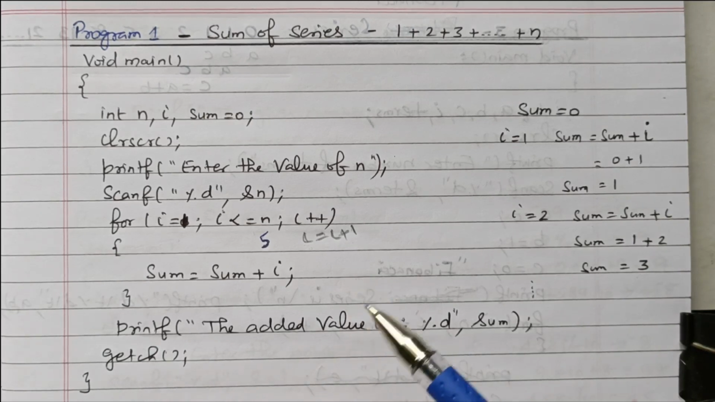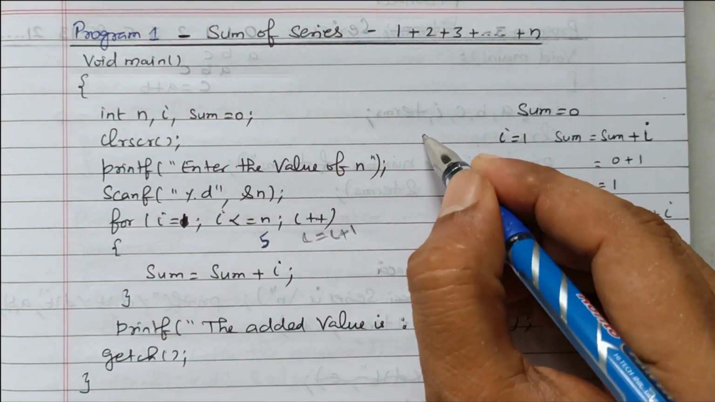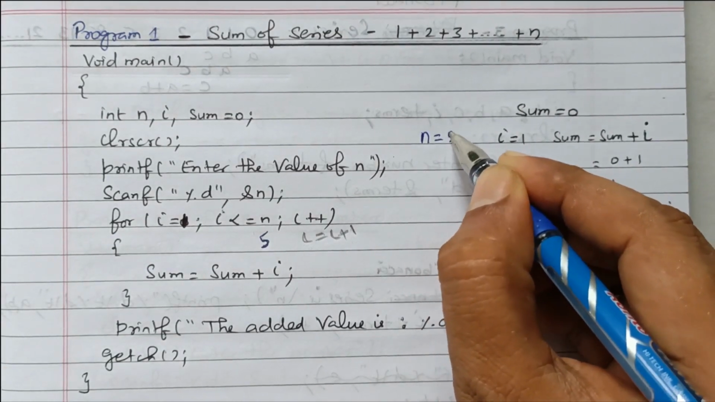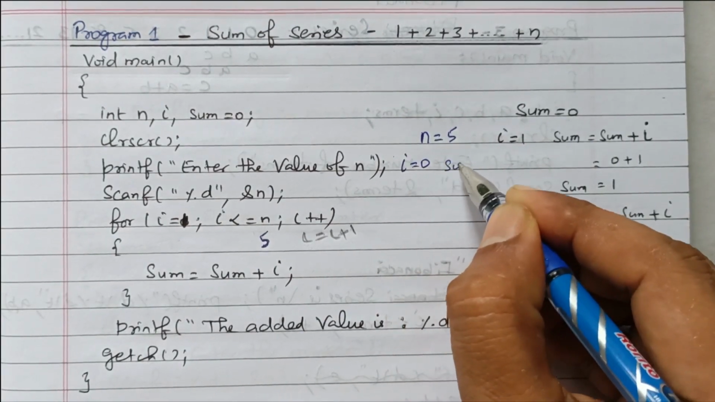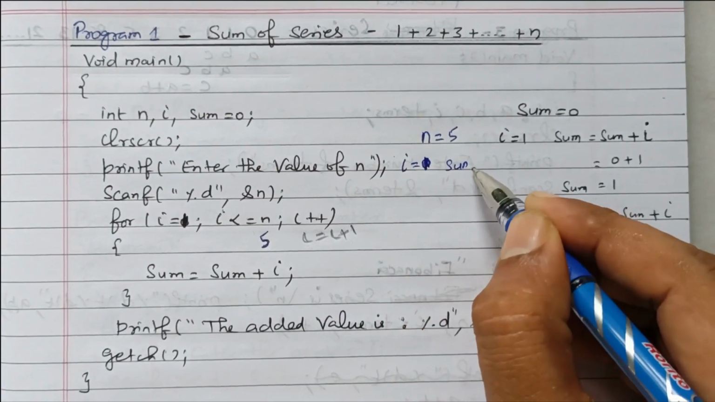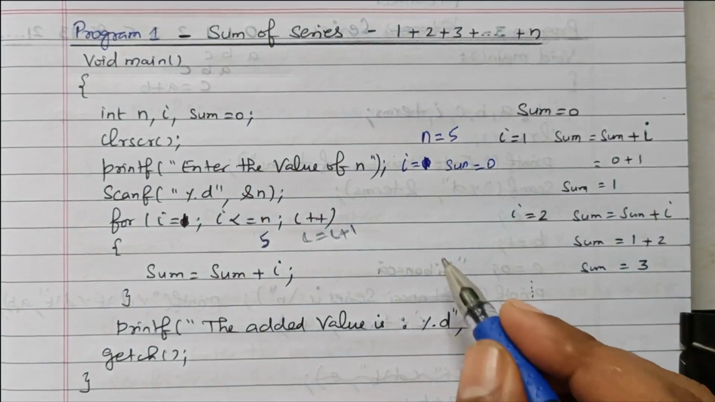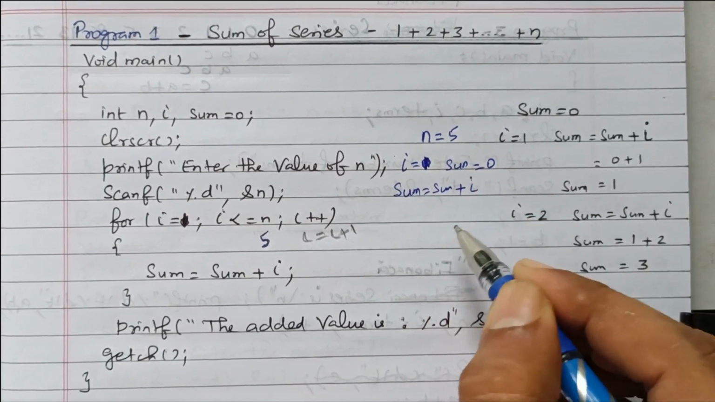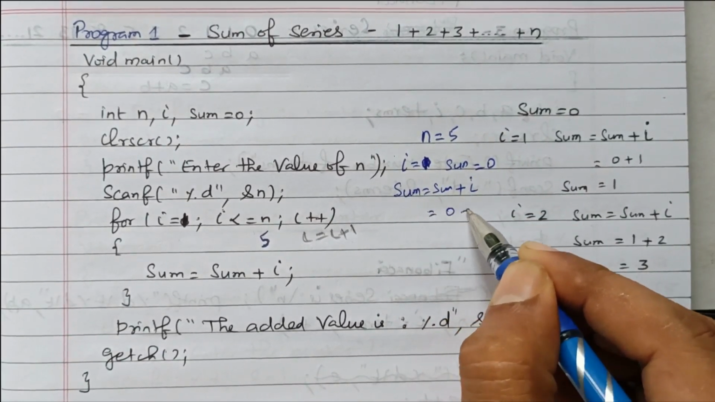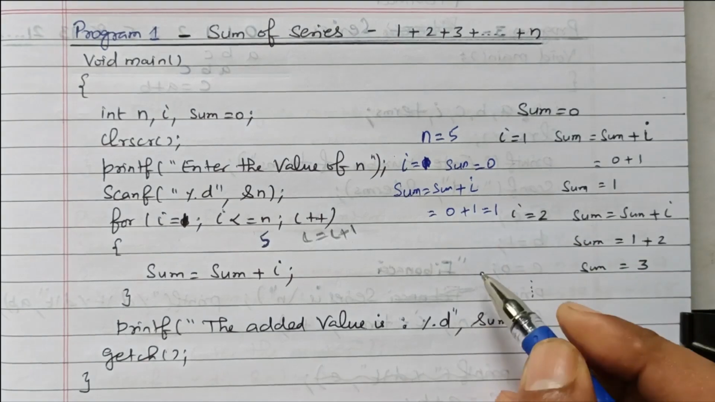Right. Now we will see the output. Let us consider this n equal to 5. So initially I equal to 1, sum equal to 0. So sum equal to sum plus I, that is 0 plus 1, it becomes 1.